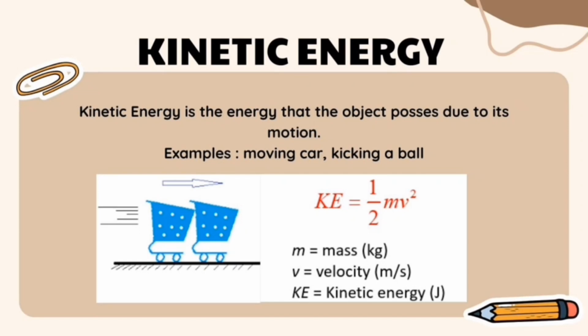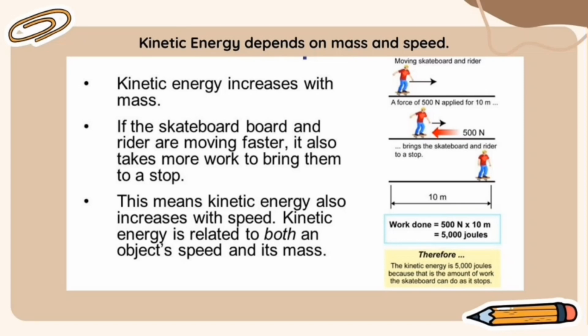Okay, so the formula that we're going to use for kinetic energy is 1/2 mv², where m is represented as mass in kilograms, v as velocity in meters per second, and kinetic energy in joules. Kinetic energy depends on mass and speed.